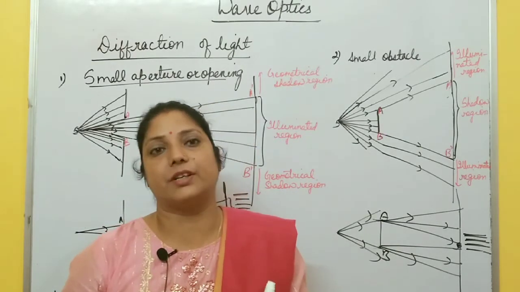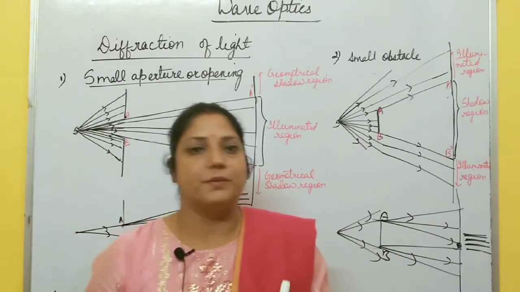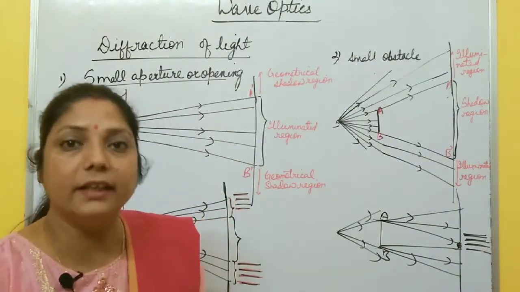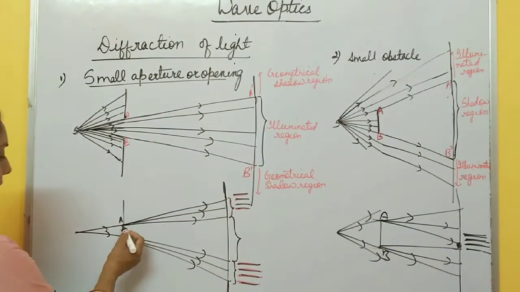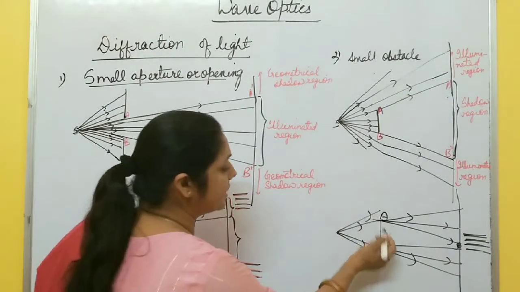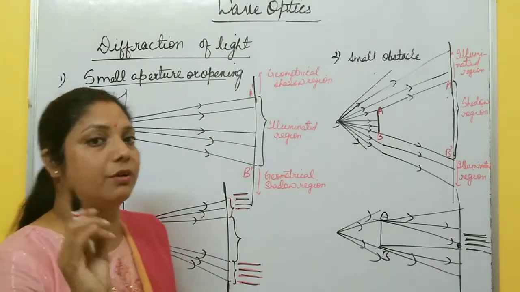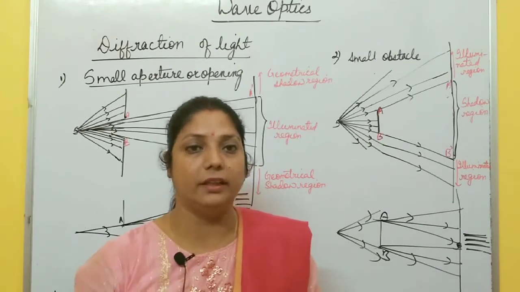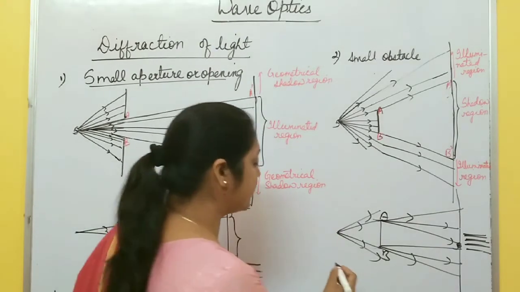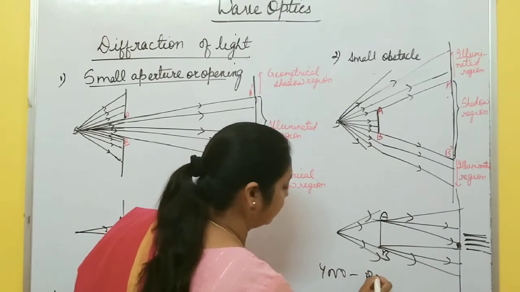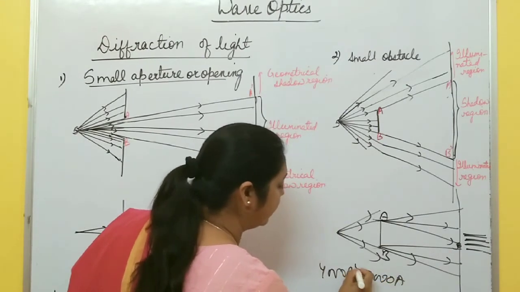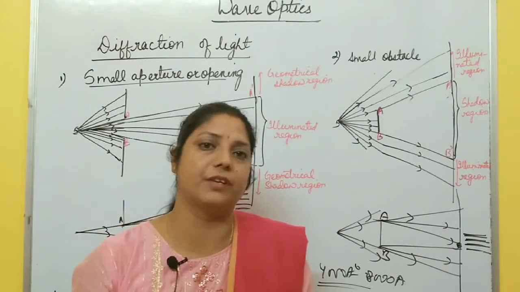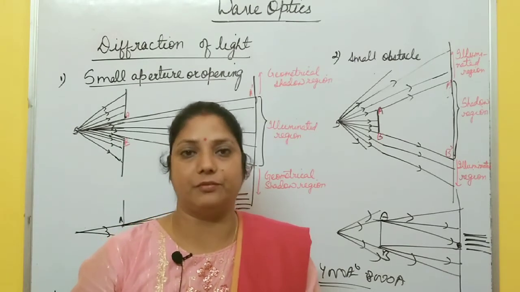And when this diffraction of light occurs, we do not observe it in our everyday life. Why? Actually, some criteria is there. The size of the aperture and the size of the obstacle should be in the range of the wavelength of light used. And you know that the wavelength of light is very small, in the region of 4000 to 8000 angstrom. So how do we observe this diffraction? We do not observe it in our daily life, right?